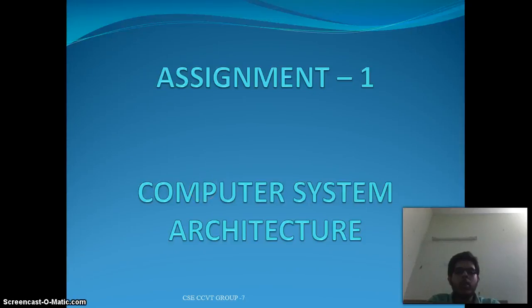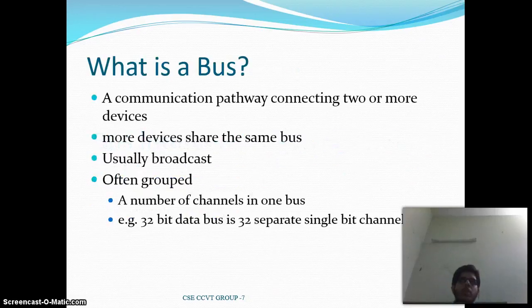This is a presentation for the CSA assignment on the topic interconnection buses, structures and its place in different types of computers. Bus: to describe a bus, it is a communication pathway connecting two or more devices.